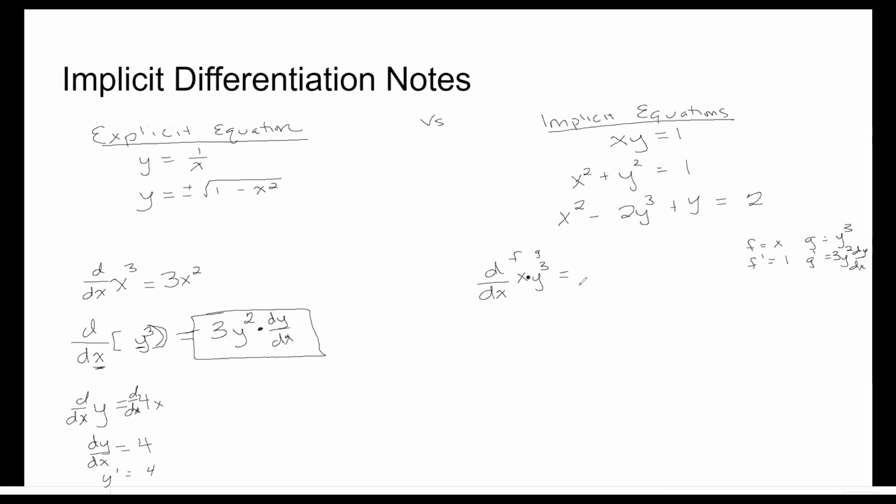And then I just follow my product rule. So it's the derivative of f, which is 1, times g, which is y cubed, plus the derivative of g, which is 3y squared times dy/dx, multiplied by f, which is x. So what I end with is y cubed plus 3x y squared times dy/dx.